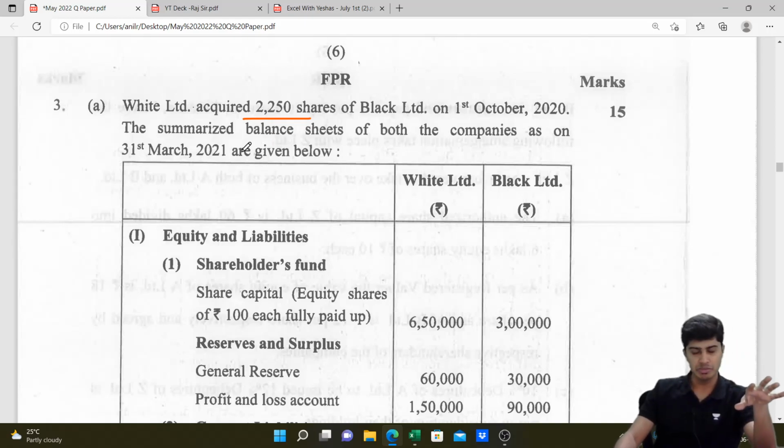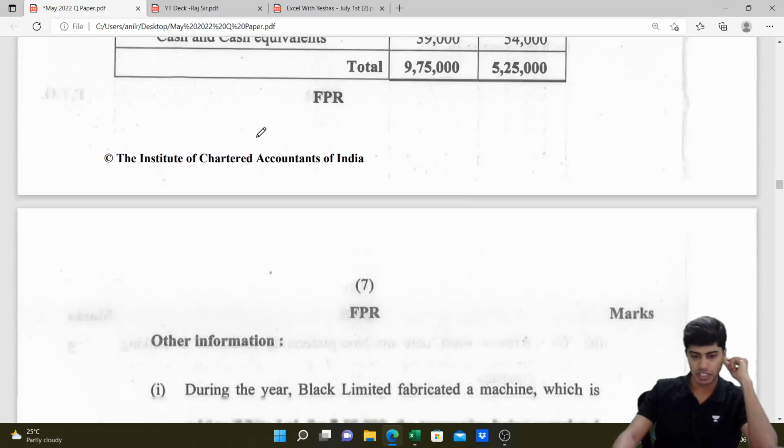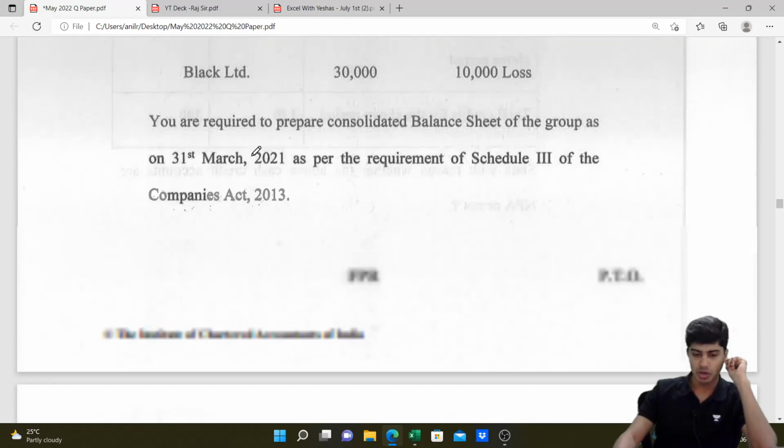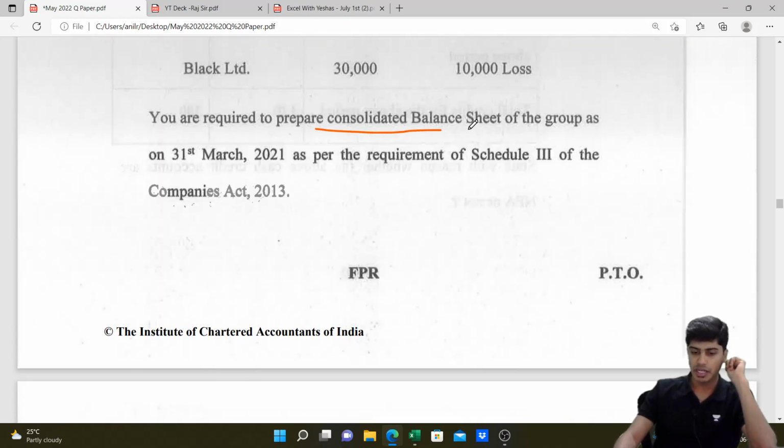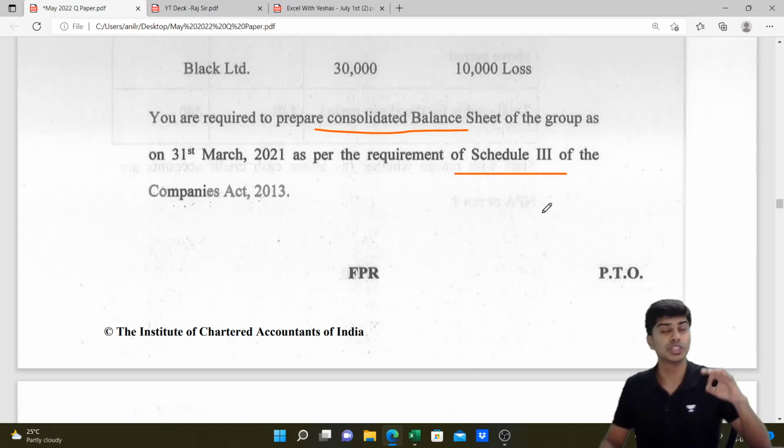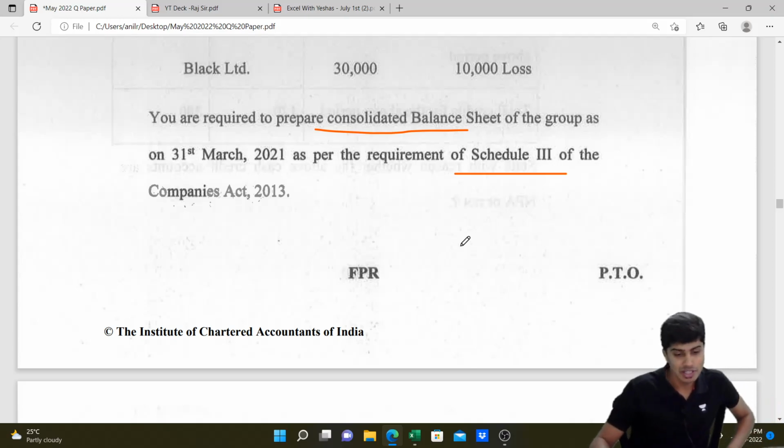On the same date, 31st March, so it's all in place. No need of updation. We can straight away go for consolidation. Come to the last line. What have they asked? You are required to prepare the consolidated balance sheet of the group as per Schedule 3 with proper disclosure and notes to accounts and detailed working notes for everything. I'm going to give you the solution.